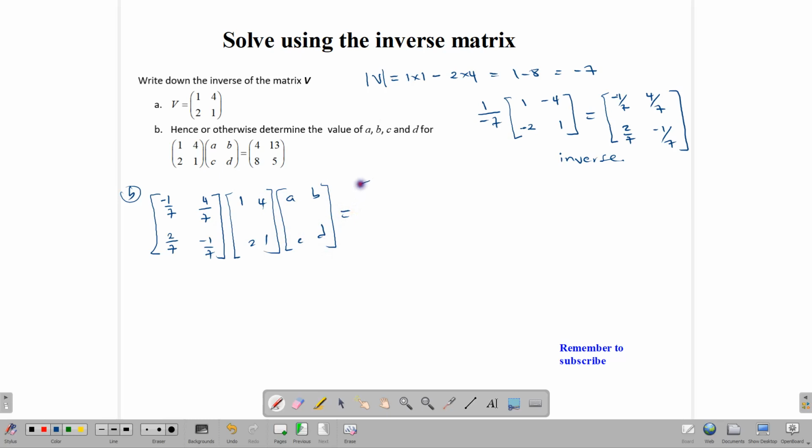And that is going to be equal to this inverse, negative 1 over 7, 4 over 7, 2 over 7, negative 1 over 7, multiplied by, just writing out the whole thing so you can see it, 4, 13, 8, 5. And so what happens is, all of this will turn out to be just A, B, C, D equal to this product when we multiply it. So let's multiply these two matrices here.